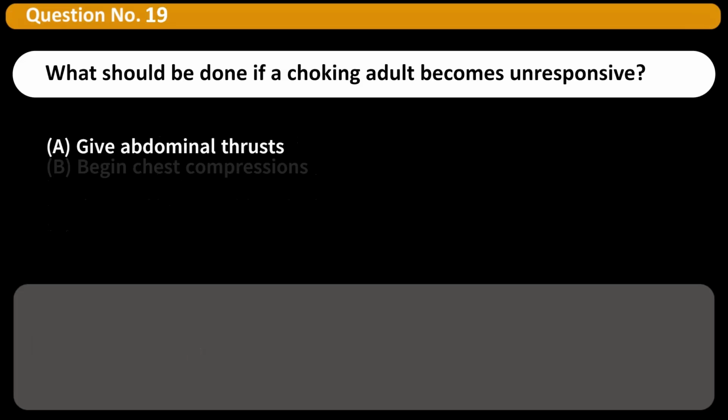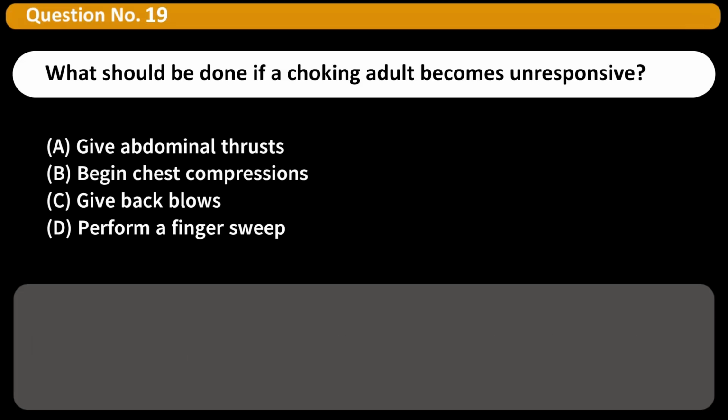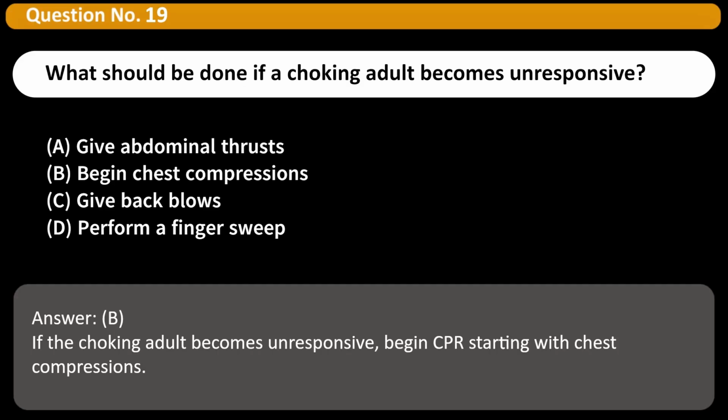What should be done if a choking adult becomes unresponsive? A. Give abdominal thrusts. B. Begin chest compressions. C. Give back blows. D. Perform a finger sweep. Answer B. If the choking adult becomes unresponsive, begin CPR starting with chest compressions.